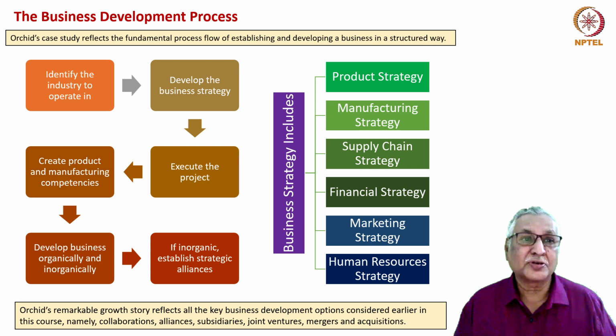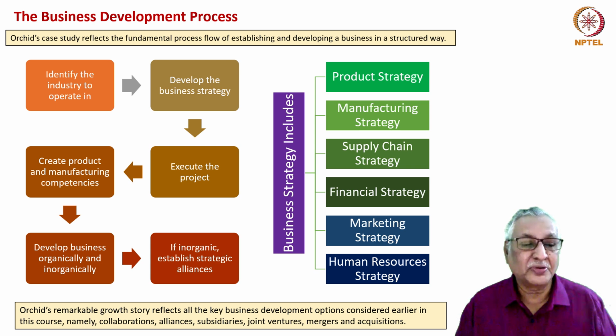The business development process that I have depicted through Orchid's case study reflects the fundamental process flow of establishing and developing a business in a structured way based on physical assets. The first step is to identify the industry to operate in. The next step is to develop the business strategy. This has to be followed up by execution of the project. That involves also creating product and manufacturing competencies.